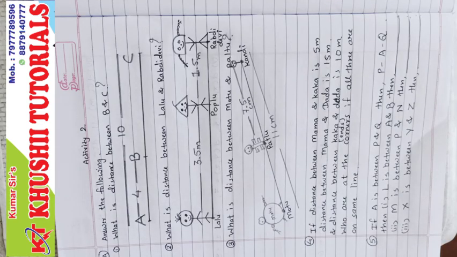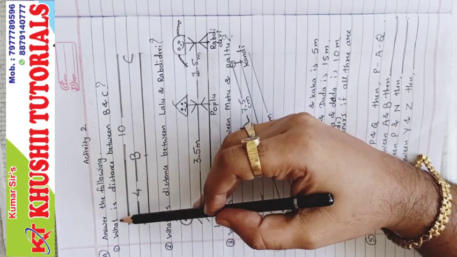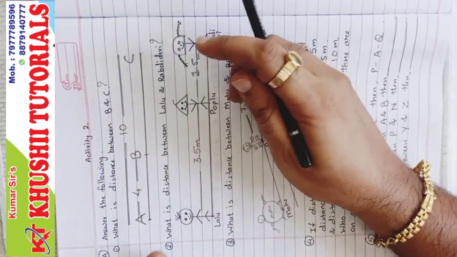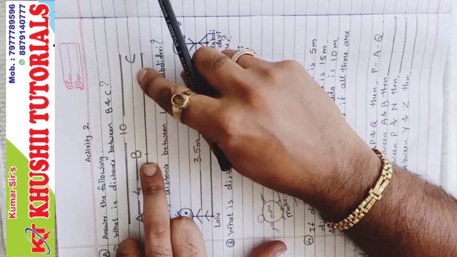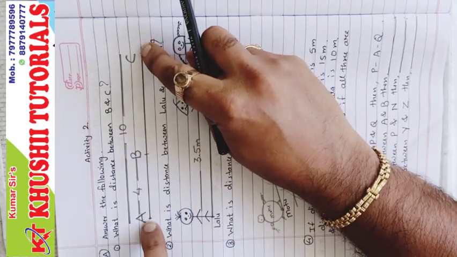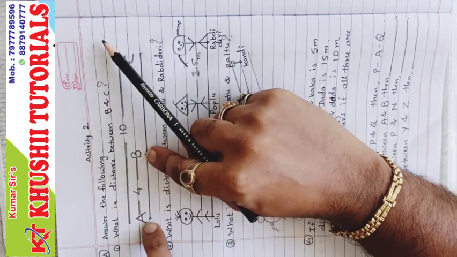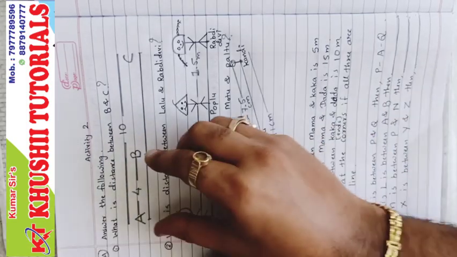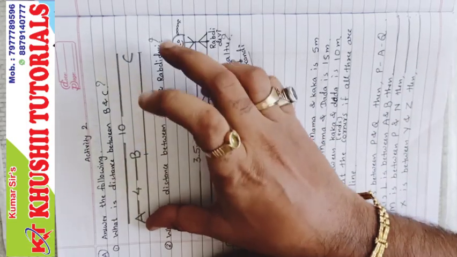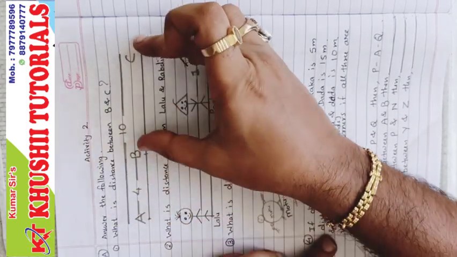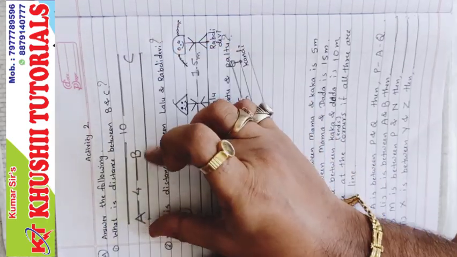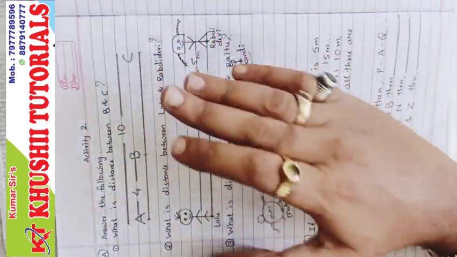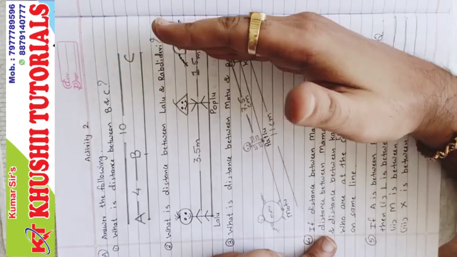Okay, now activity 2, answer the following. What is the distance between B and C? B and C distance we need to find. See, distance between A and C is given 10, A and B is given 4. Correct? So what will be BC? It's so simple. If AB is 4, AC is 10, so BC will be definitely 10 minus 4 because they are collinear. Collinear means they lie on the same line.